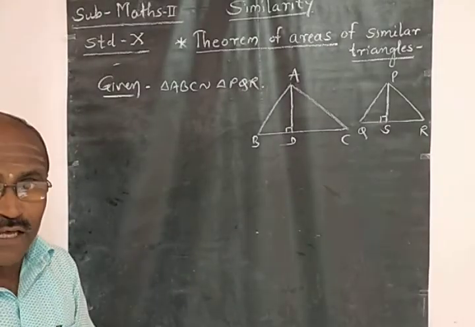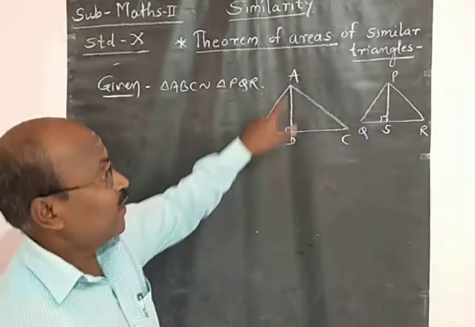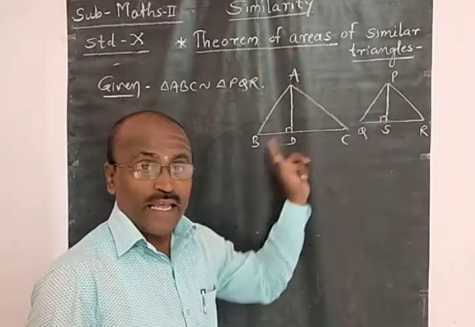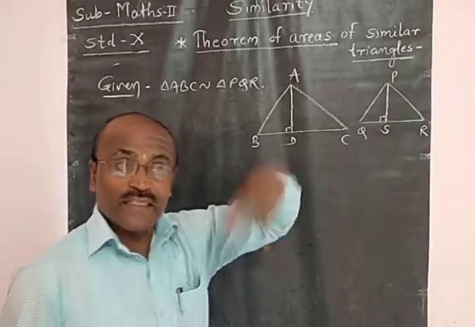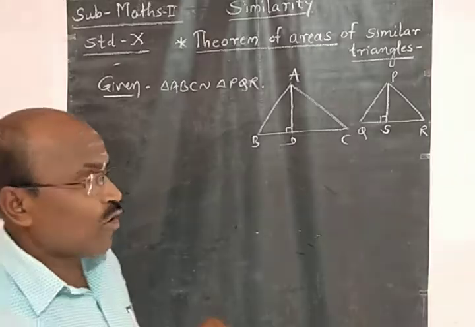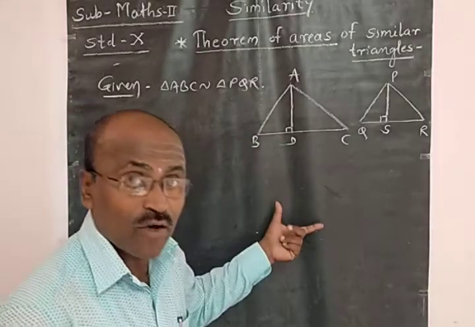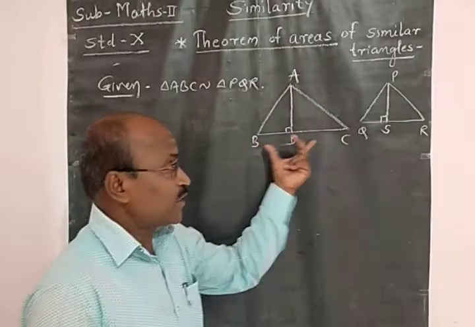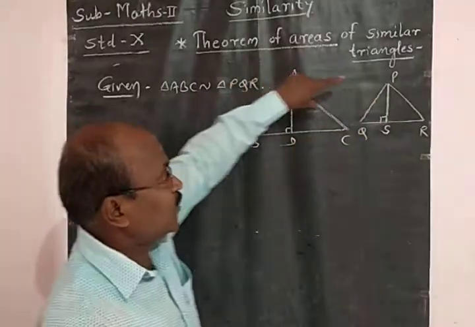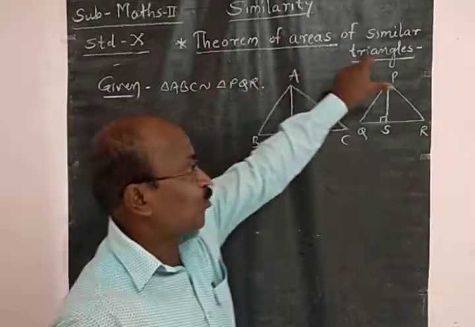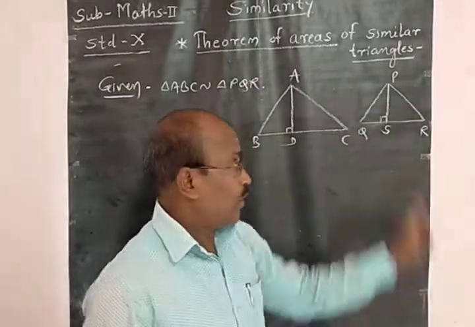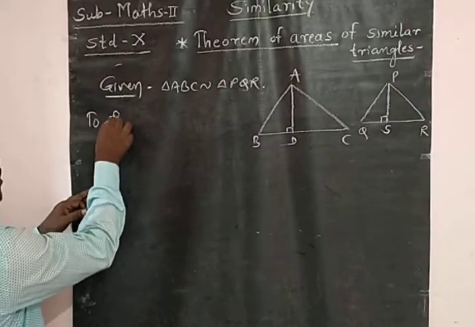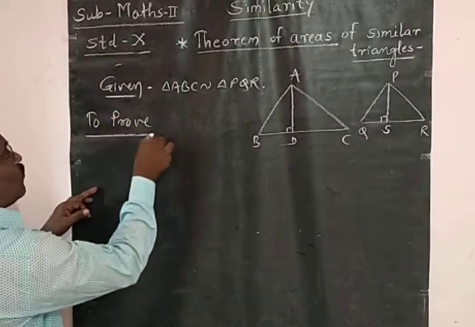Then what we have to prove here? The ratio of the areas of those triangles, triangle ABC and PQR, is equal to the ratio of the squares of their corresponding sides. So here BC is the corresponding side of QR, AB is the corresponding side of PQ, AC is corresponding to PR. So here we have to prove that. Write it in the statement to prove.